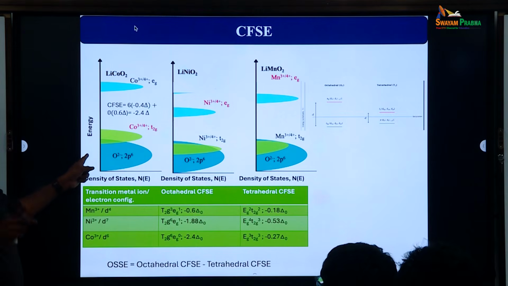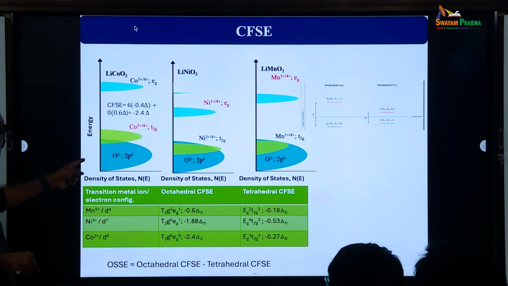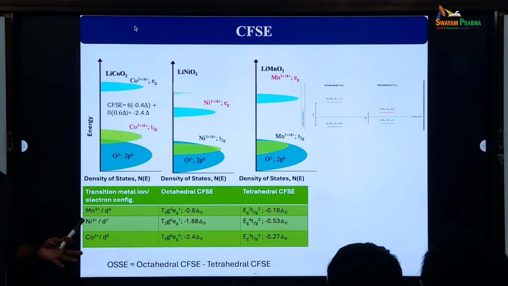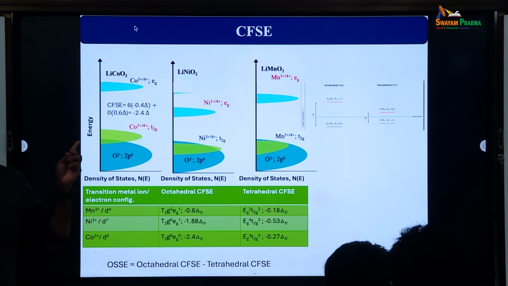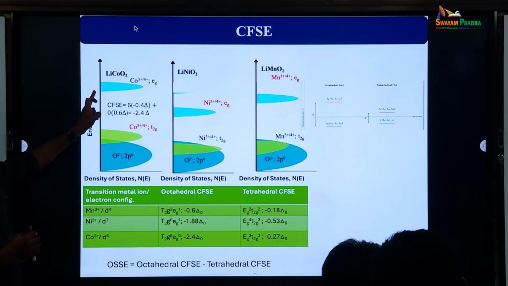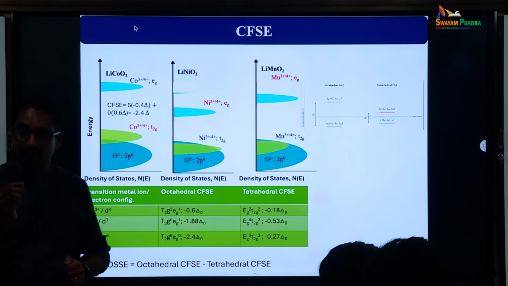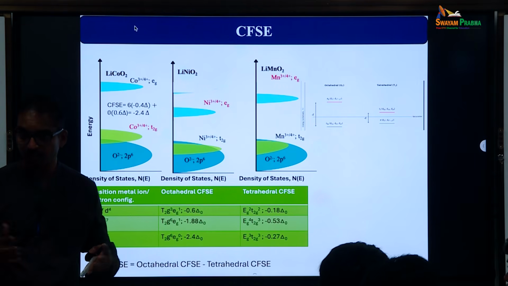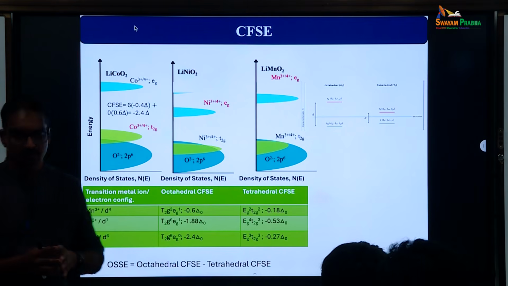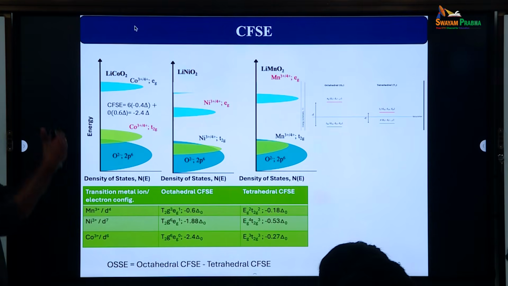Now, look at this. We call this a density of states diagram. If you are studying applied physics, you might be studying this. This is the density of states versus energy diagram. In simple terms, it is like the molecular orbital diagram of oxygen we have seen, with each energy level. But when you go to a solid state material, you are not dealing with one or two atoms, you are dealing with n number of atoms. So instead of a molecular orbital, you will have a band, a continuum.